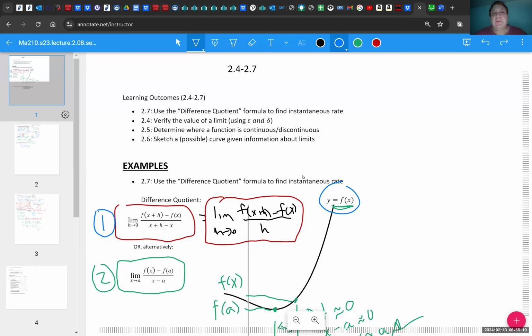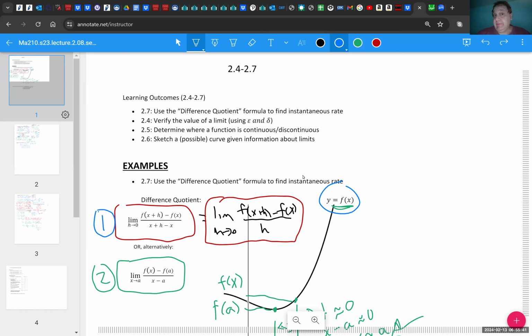Hi there, this video is for section 2.4. We're going to verify the value of a limit. This is oftentimes called verifying a limit using epsilon and delta, but don't worry about the epsilon delta. They're just letters like A and B, or more specifically, a Greek E and a Greek D, but we're just going to verify the value of a limit.